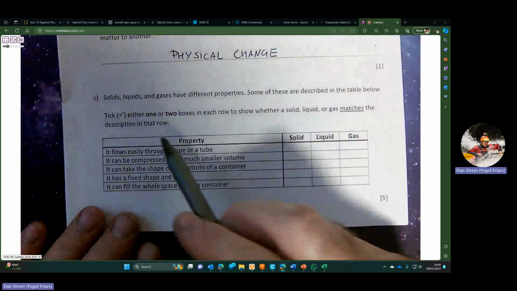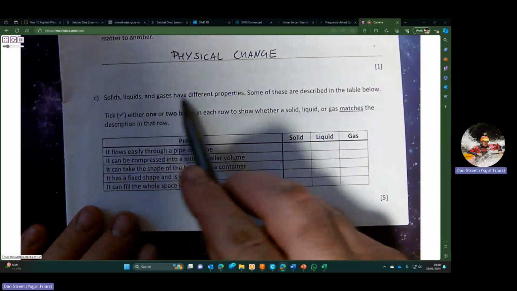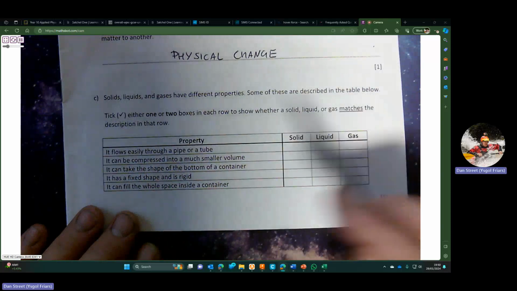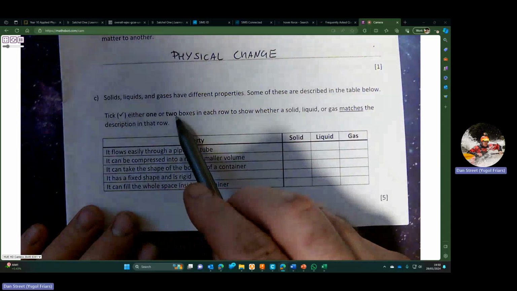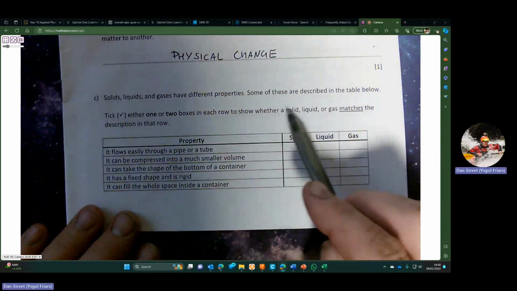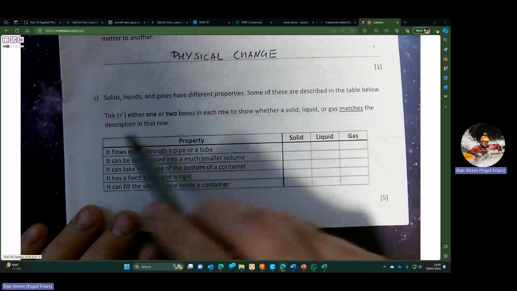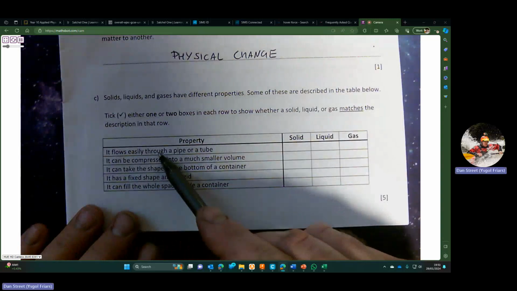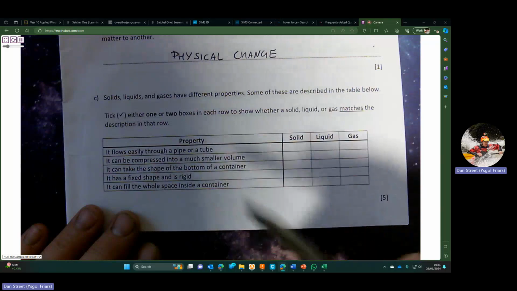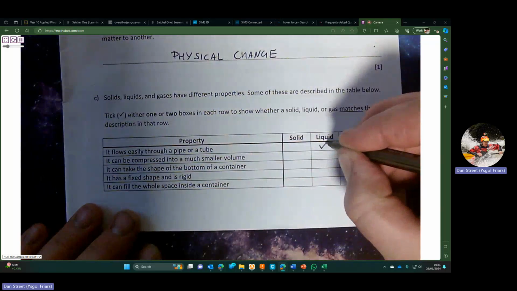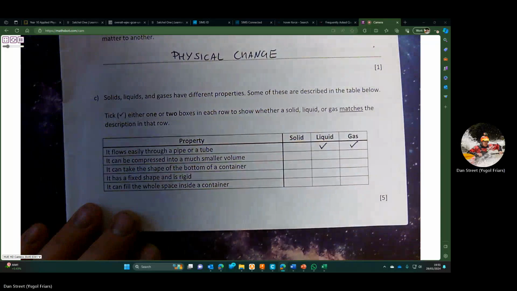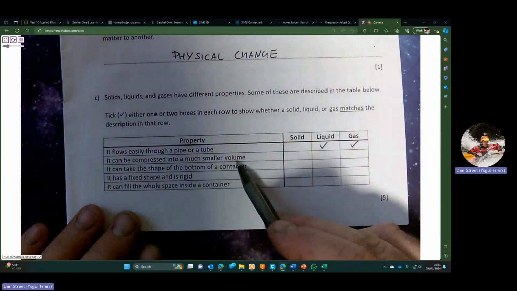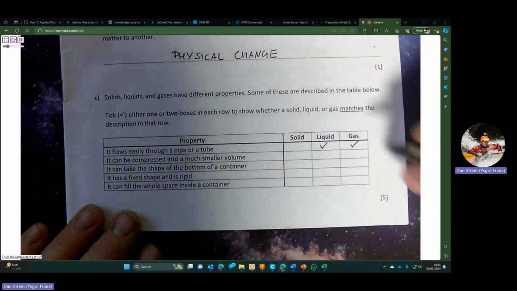Okay, this next question. Solids, liquids and gases have different properties. Some of these are described in the table below. Tick either 1 or 2 boxes in each row to show whether solid, liquid or gas matches the description in that row. Okay, so it flows easily through a pipe or a tube. So that could be used to describe a liquid and a gas. It can be compressed into a much smaller volume. Well, that only applies to a gas.